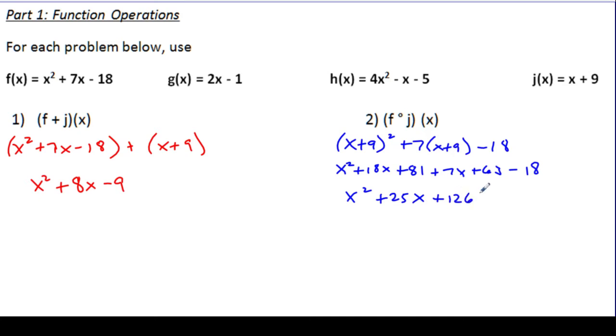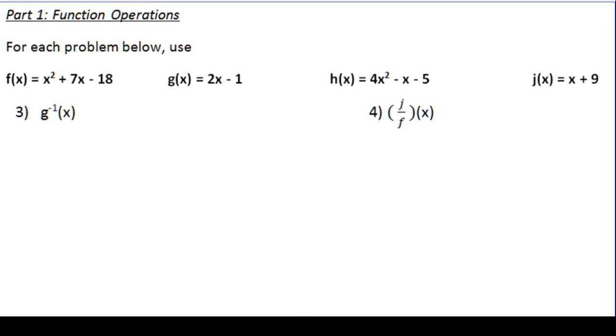Okay, so these are two different functions. The first one we had to add, the second one we had to compose by plugging one function into the other. So let's keep going with these operations. Okay, our next problem, number 3, is asking us, is this little g to the negative 1? Looks like an exponent. What that's really asking us to do is an inverse. Right? So when I see g with this little symbol, what it really means is rewrite the expression by switching the domain and the range.